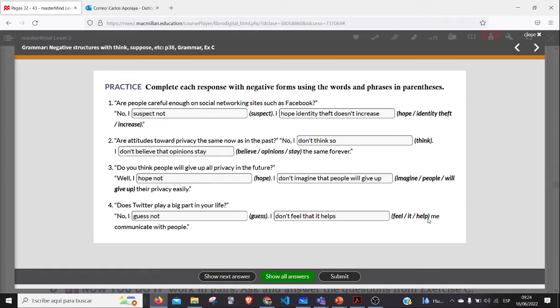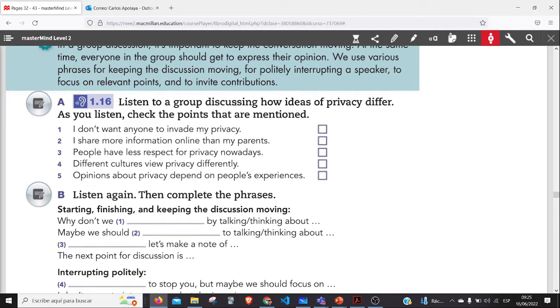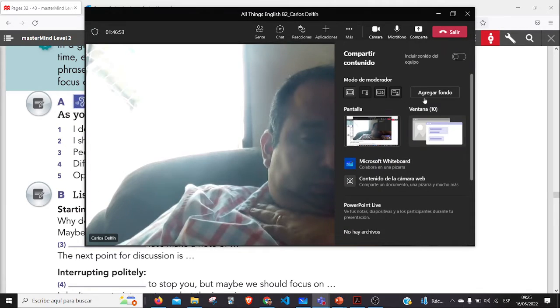Next. Okay. Participating in group discussion. In group discussion, it is important to keep a conversation going. At the same time, everyone should get expressed. We use various phrases. Okay. So now, listen to a group discussing how ideas of privacy differ. As you listen, check the points that are mentioned. Okay? Listen to the group. So put a tick. So let me share the computer sound again, because I didn't do it. Okay, let's listen.